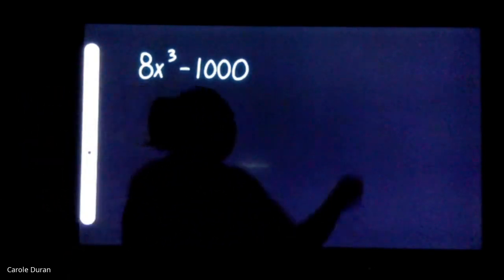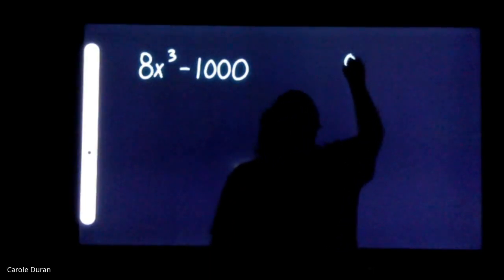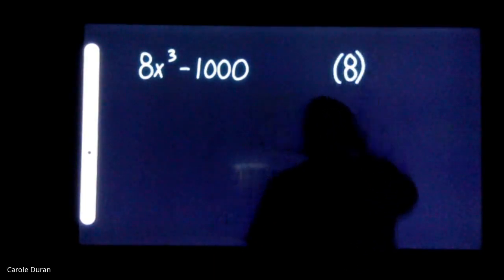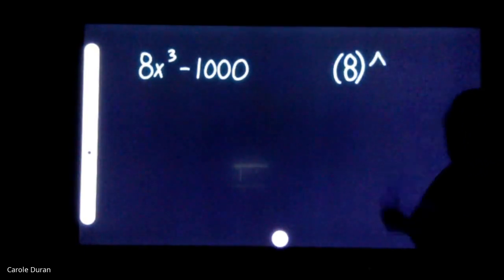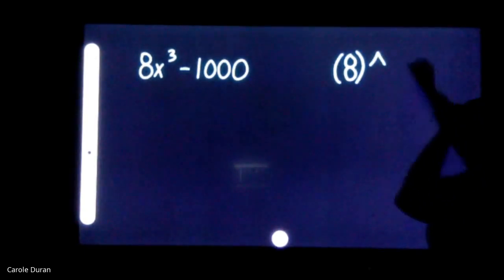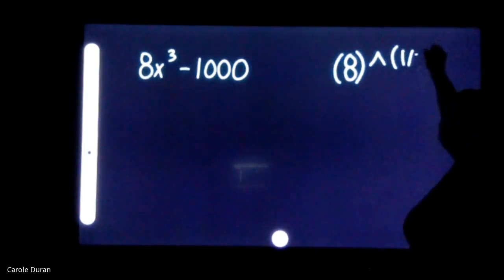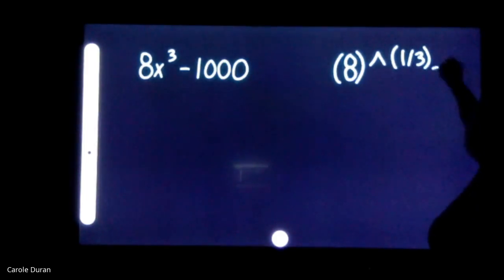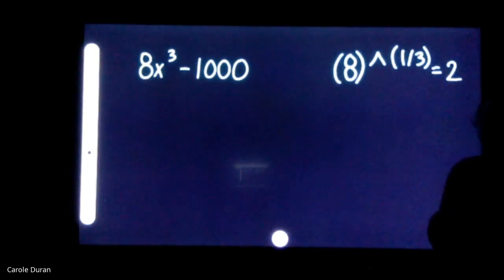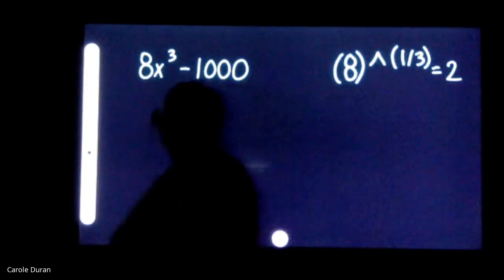So for example, if I wanted to know the cube root of 8, in my calculator, I would put 8 in parentheses. I would hit the upward arrow button, which we call a caret. And then I would do parentheses 1 divided by 3. So I'm taking the 1/3 power of 8, which is the same as a cube root of 8. And if you put that into your calculator, you're going to get that the cube root of 8 is 2. Okay, so that helps me factor this.